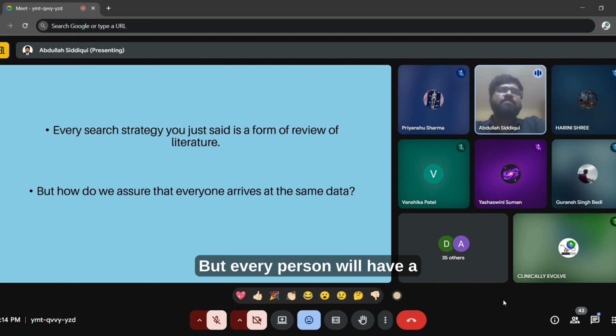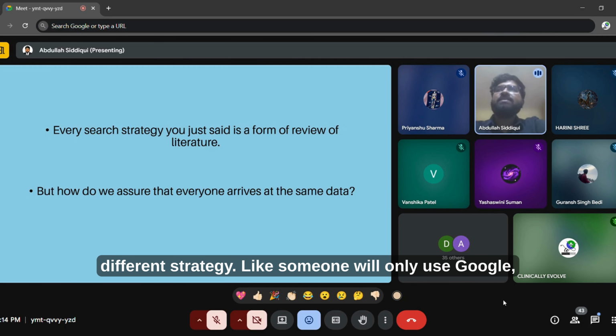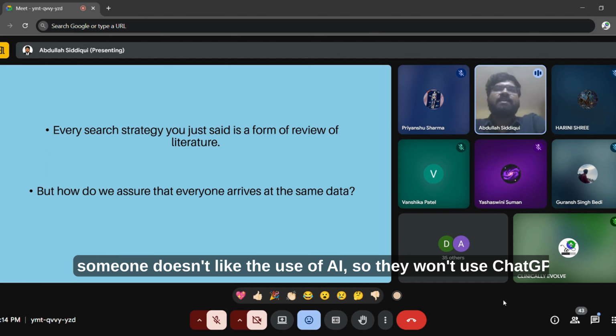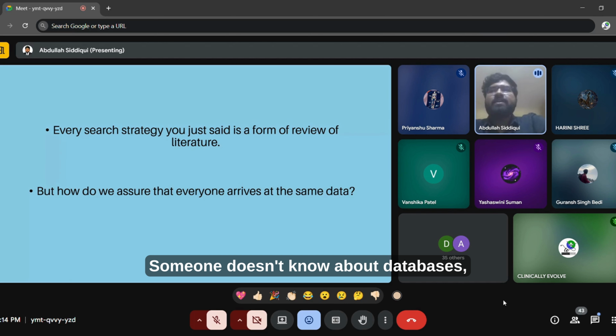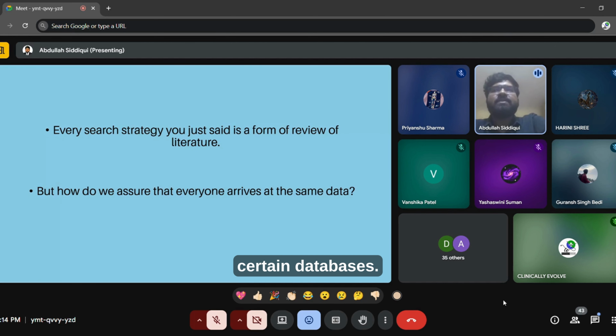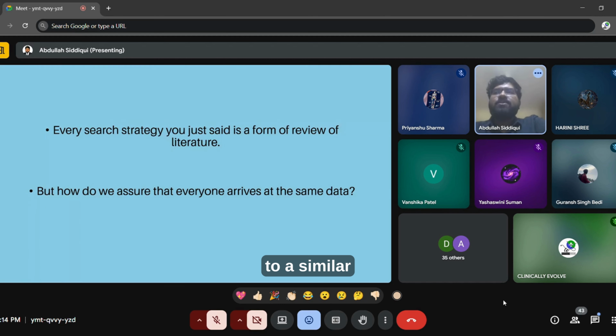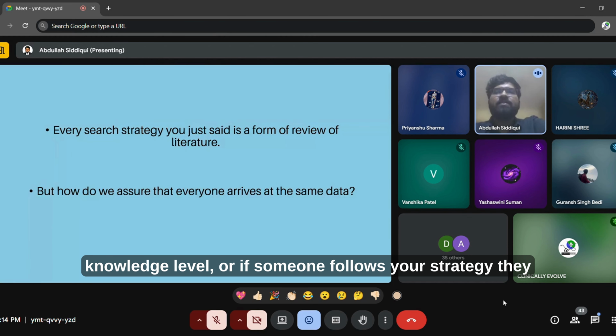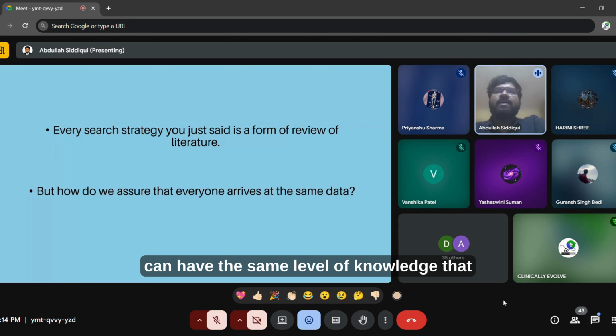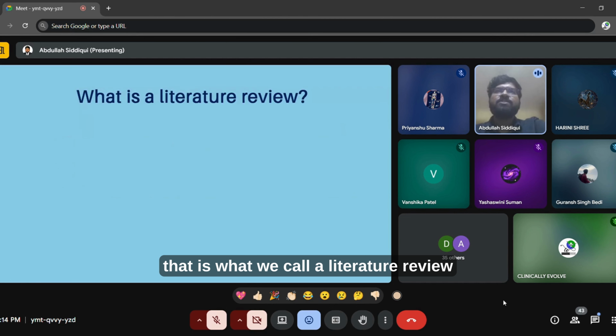But every person will have a different strategy, right? Someone will only use Google, someone doesn't like the use of AI, so they won't use ChatGPT. Someone doesn't know about certain databases, so they won't know where to search. So how do we ensure that everyone comes to a similar knowledge level, or that if someone follows your strategy, they can have the same level of knowledge that you acquire? That is what we call a literature review.